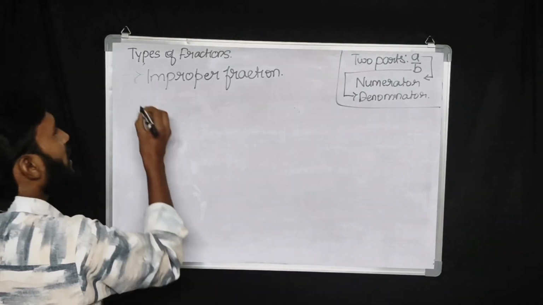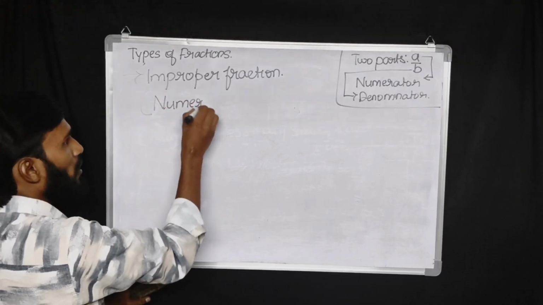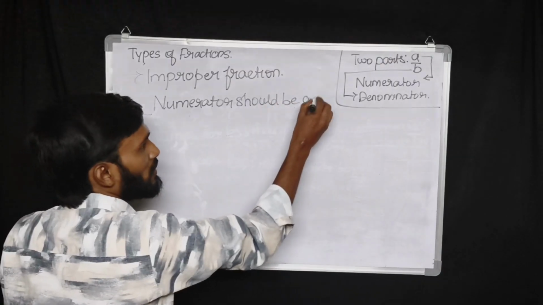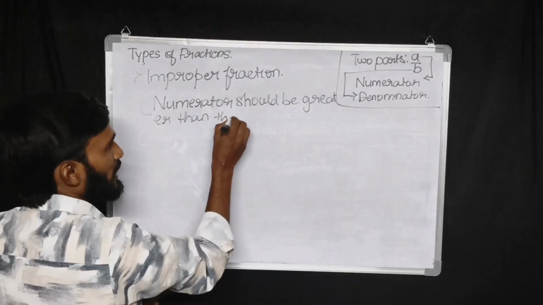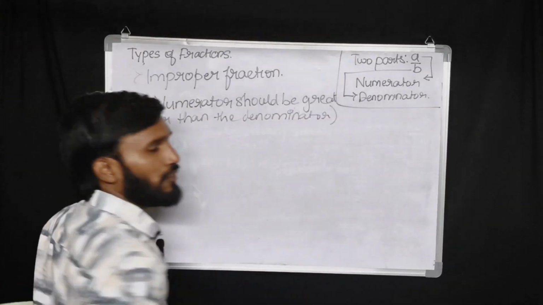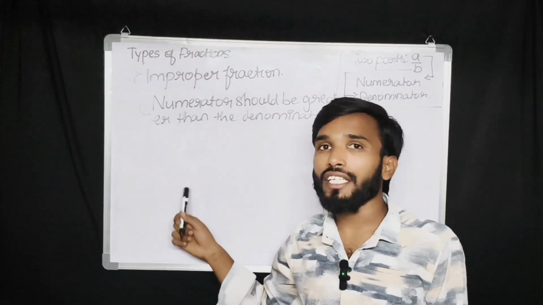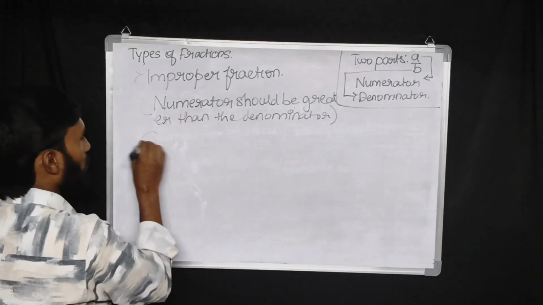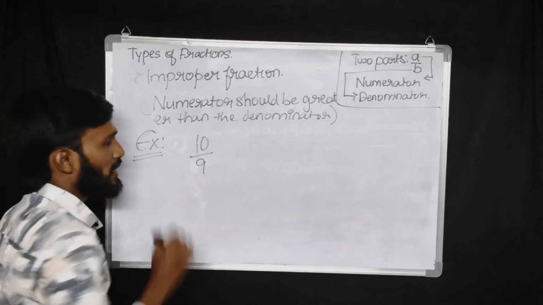Now here the condition for the improper fraction is numerator should be greater than the denominator. The previous one, proper fraction, the numerator should be less than the denominator. But here the numerator should be greater than the denominator. See the examples. First one, 10 by 9.